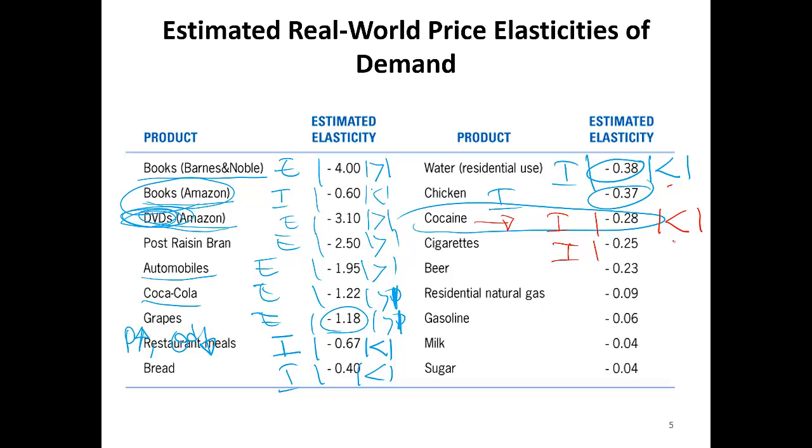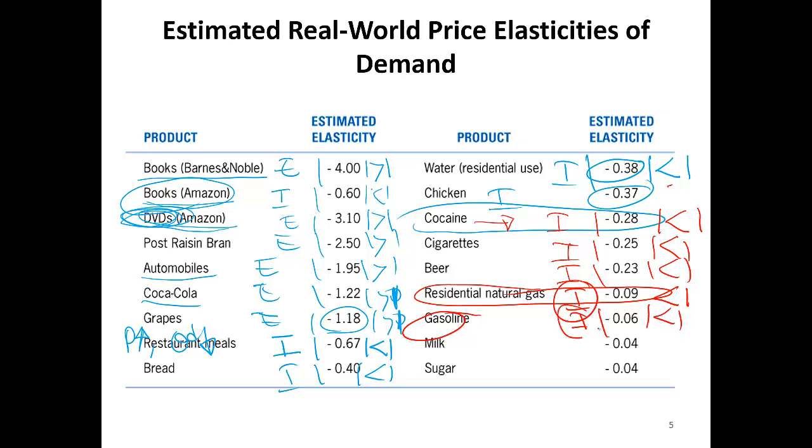Cigarettes, again, highly addictive things have inelastic demand. Beer, again, alcohol, addictive. Residential natural gas, look at this, super inelastic. That means even if the price goes up by, let's say, 1 percentage point, your consumption goes down by only 0.09 percentage points. That's little. Gasoline, look at the inelasticity level of it. Super inelastic. This means even if the price of gas goes up by 100%, that means it doubles, you drop your quantity demanded by only 6%.